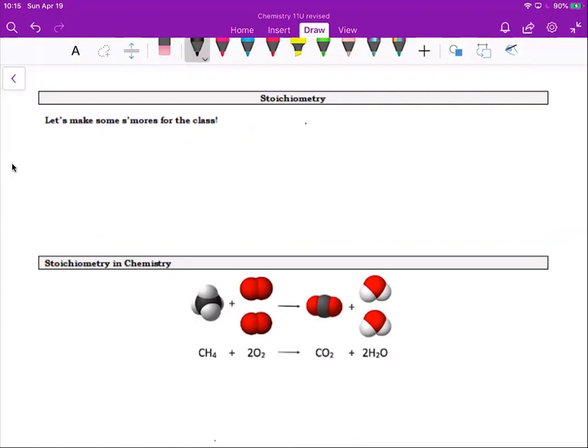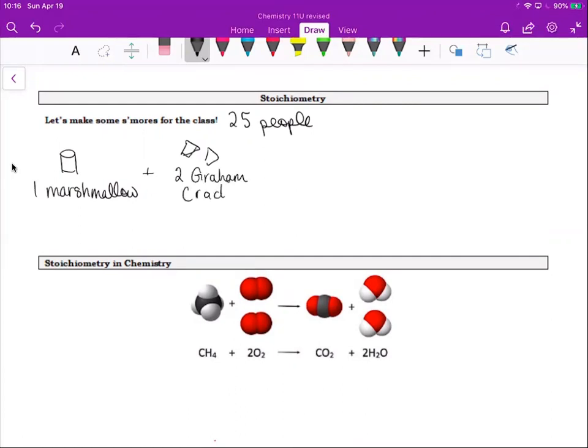If we were to make s'mores for the class. So let's pretend we have 25 people in the class, and for each s'more we need 1 marshmallow plus 2 graham crackers plus 6 chocolate squares. I like mine to be very chocolatey. And that produces 1 s'more.